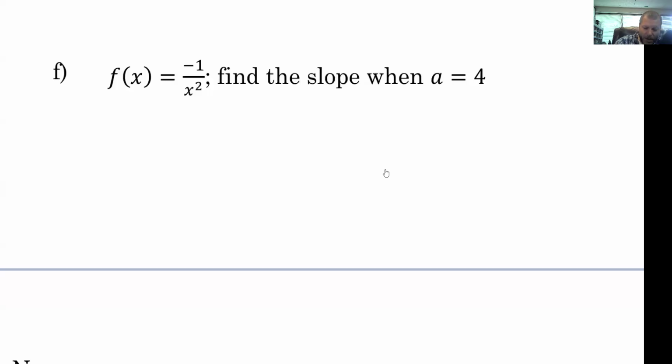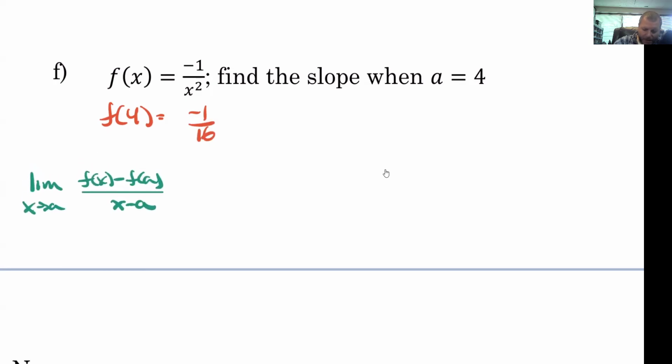For f, we knew that f of 4 is going to be -1 over 4 squared, which is -1 over 16. So we have our limit. It's going to be the limit as x approaches 4 of f of x, -1 over x squared, minus -1 over 16, and then over x minus 4.